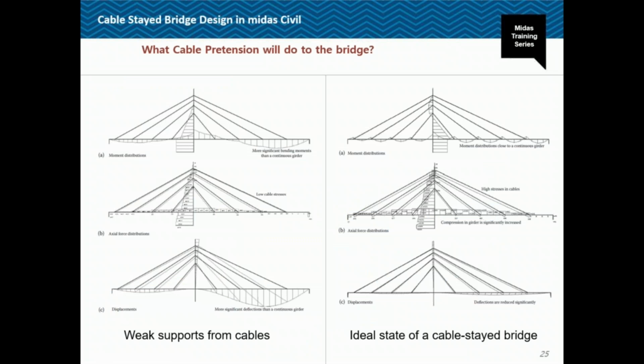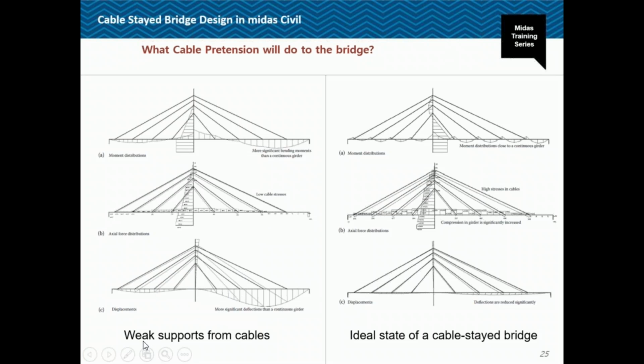People generally ask us what cable pretension will do to the bridge, and how you find it in MIDAS Civil. I'm just showing you a simple example. First you have this bridge, a symmetric bridge, where the pretensions are negligible. If you see the dead load bending moment, this is how it would be. There would be huge, significant bending moments, which is not like a continuous girder. There would be a positive bending moment at the cable junction, and there can be significant deflections, not like a continuous beam.